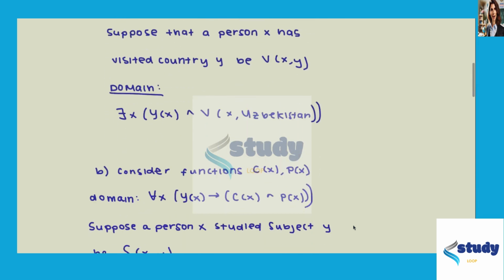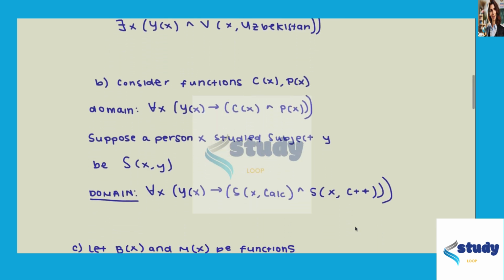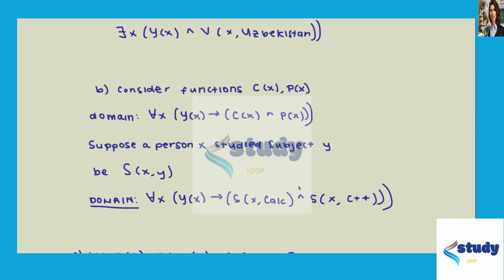Now let's move on to part B. We're going to follow essentially the same procedure. Let's consider functions c of x and p of x. So for these functions at the moment, it would be for all x, y of x maps to c of x and p of x.